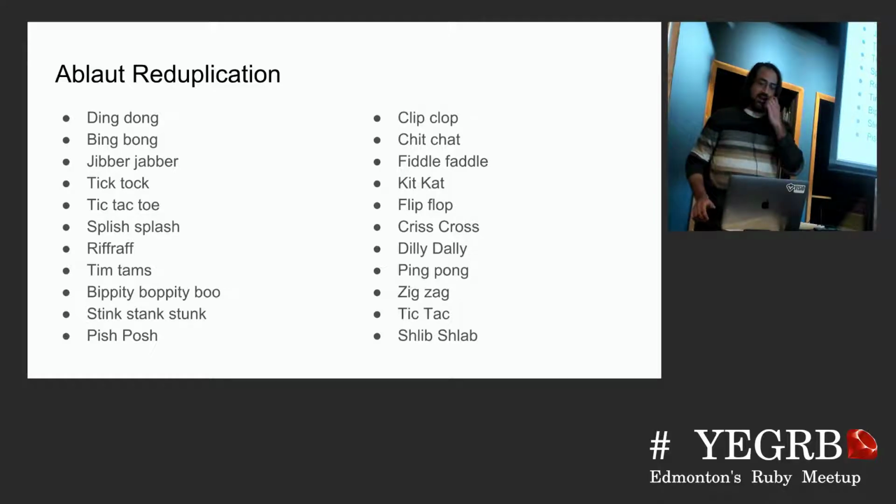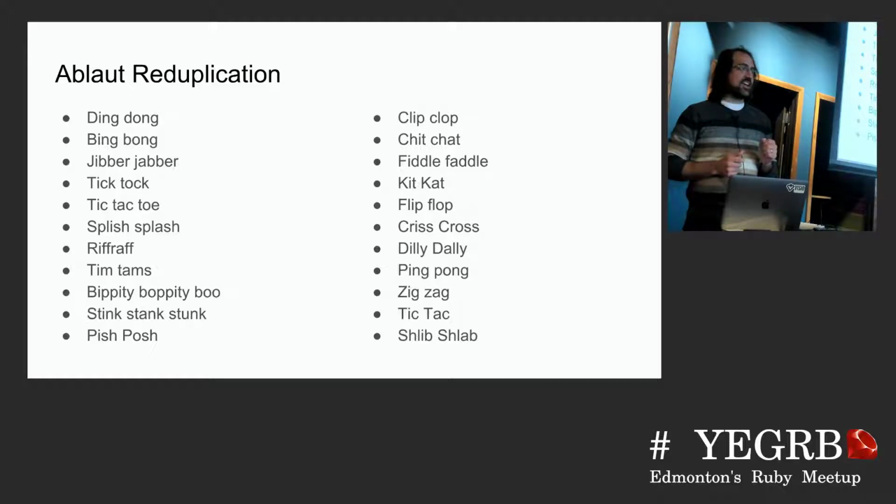This one is amazing. I stumbled upon it looking at idiomatic English. It's called Ablaut Reduplication. Reduplication is when you use a word that rhymes back to back, like ding dong, bing bong. In English, we always do these in the order of the first letter being I, the second letter being A or O. So if you look at every single one of these, tic tac, zigzag, ping pong, dilly dally, tim tams, riff raff, they're all I-A. And we just all do this naturally without even knowing we're doing it, which is really mind-blowing to me.